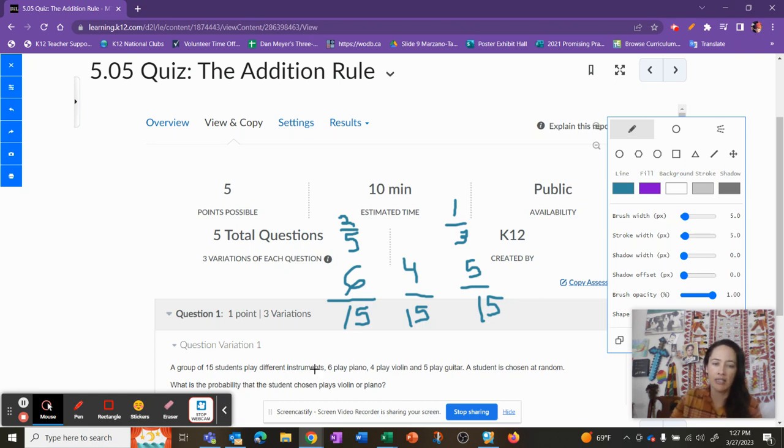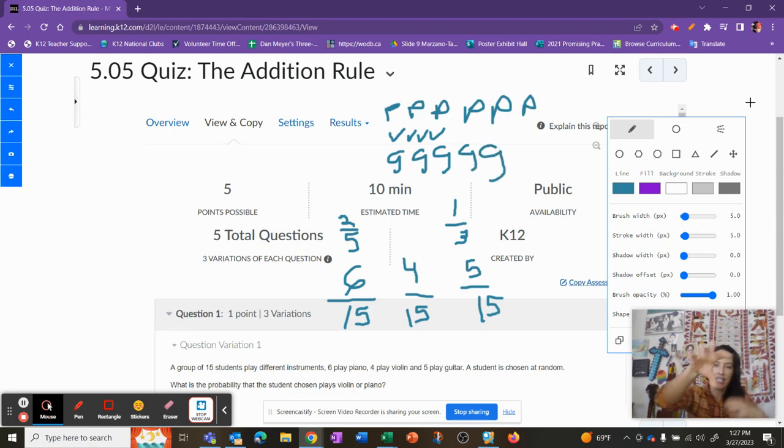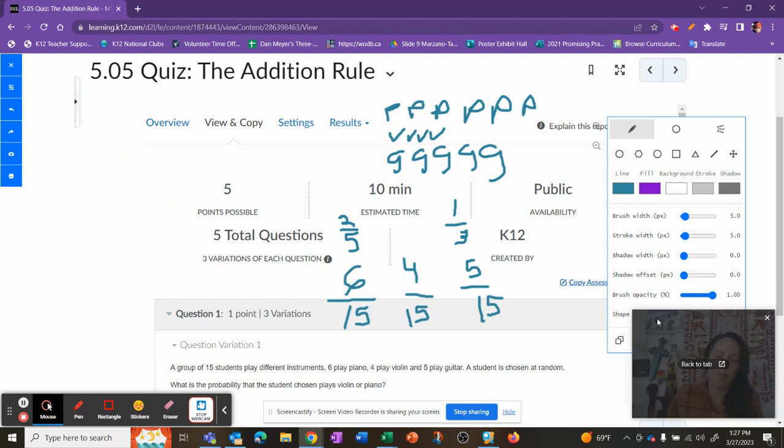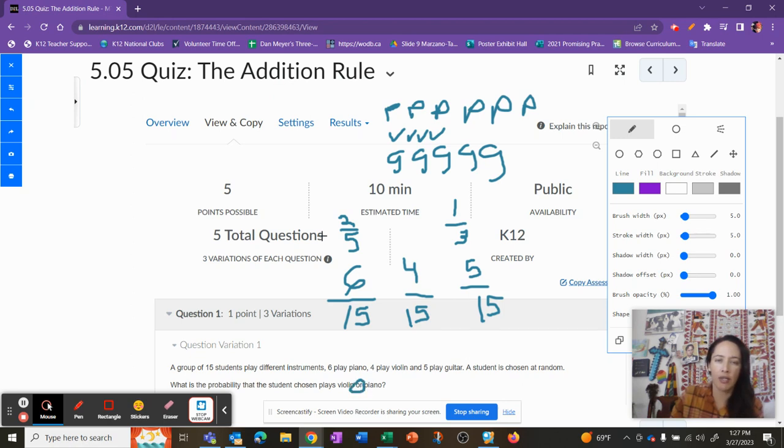If we were to list the sample space, it would be piano, piano, piano, piano, piano, piano, violin, violin, violin, violin, guitar, guitar, guitar, guitar, guitar, right? That's what we're going to pick from. Shake it up. What's the probability that the student chosen plays violin or, keyword or, we did talk about that if you were in class today, or violin.